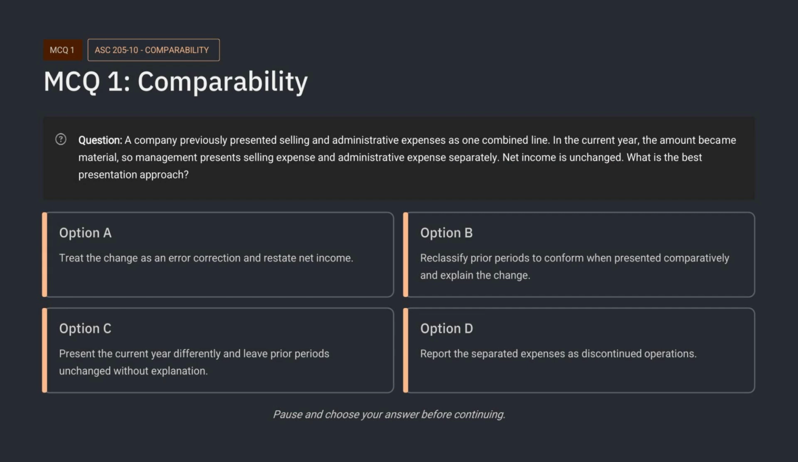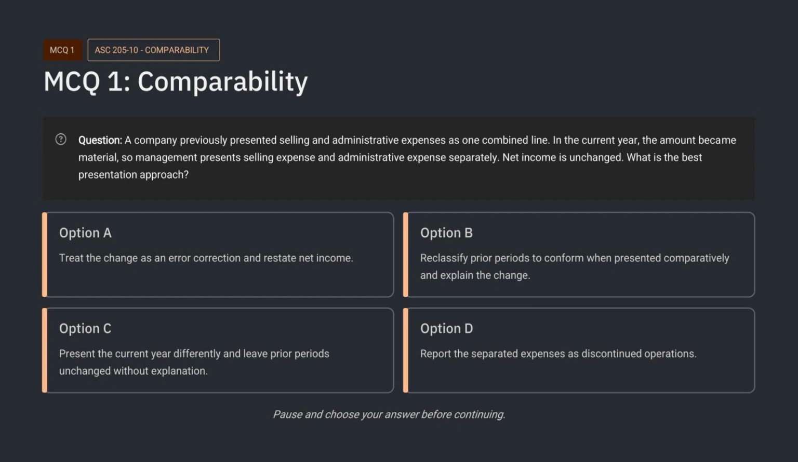MCQ1 tests ASC 205-10 comparability. A company previously combined selling and administrative expenses into one line. In the current year, the amount becomes material, so management separates selling expense and administrative expense. Net income is unchanged. What is the best presentation approach?